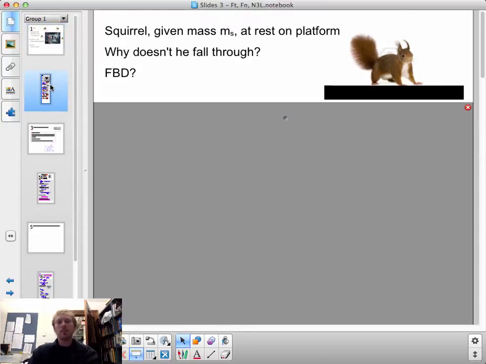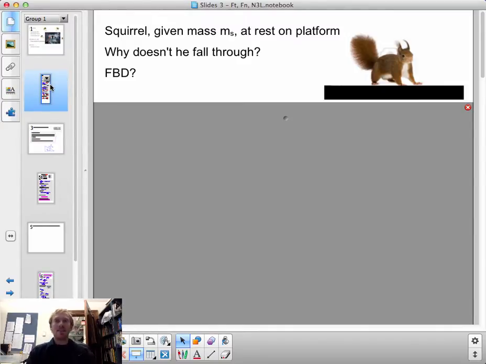So I'd like to consider that we have a squirrel at rest on a platform, and I'm holding the platform with my hands. Why is it that the squirrel doesn't fall right through the platform? Well, the platform has some chemical bonds in it that the squirrel would have to crush and crack through in order to shatter the platform and accelerate down through it. And I guess a given of the problem is that that's not happening.